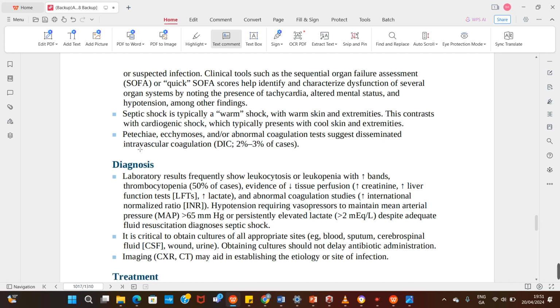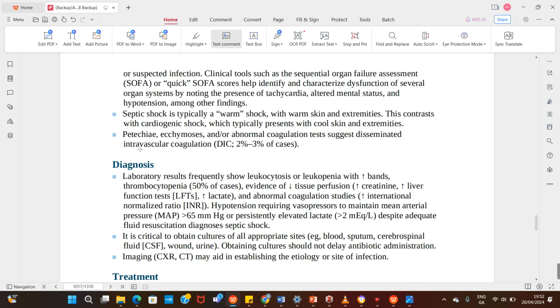Because basically what happens in septic shock is that you have an infection, which is triggering release of inflammatory mediators, cytokines, that cause endothelial injury, right? When there's an endothelial injury, you have extravasation of fluid from the intravascular space into the interstitial space, right? It means there's going to be intravascular volume depletion. So that is going to activate the extrinsic pathway of the coagulation cascade.